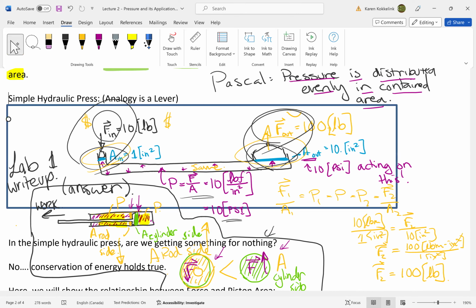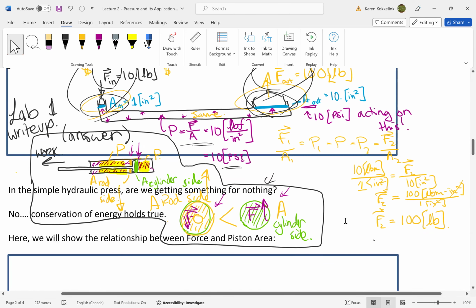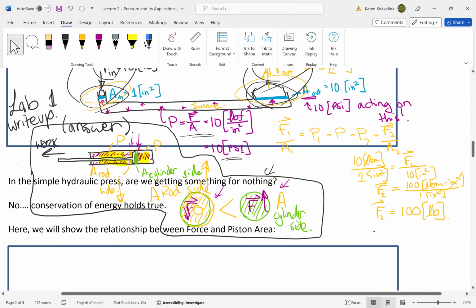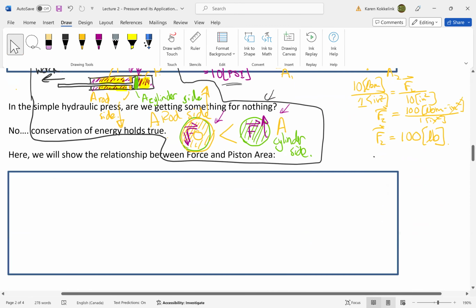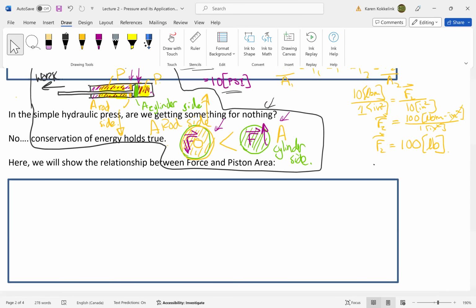But why? So we want to look at, why does this actually happen? Is this sort of like magic? Is this sort of too good to be true? Why does this happen? So again, let's review our equations. And I'm going to just simplify our simple hydraulic press even further here.